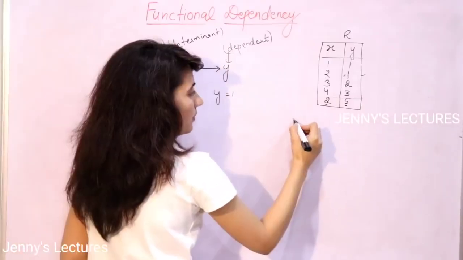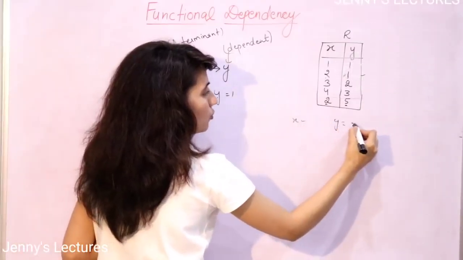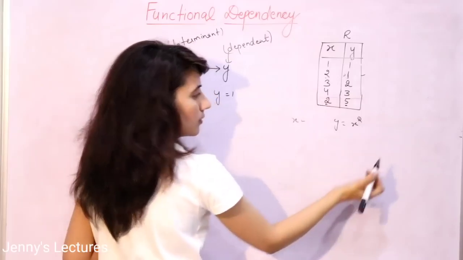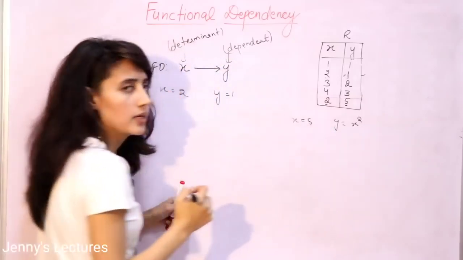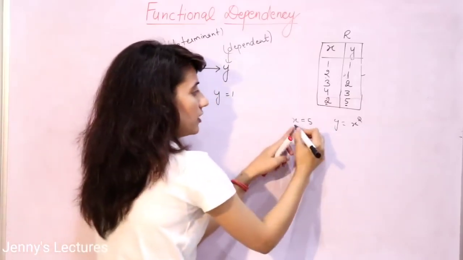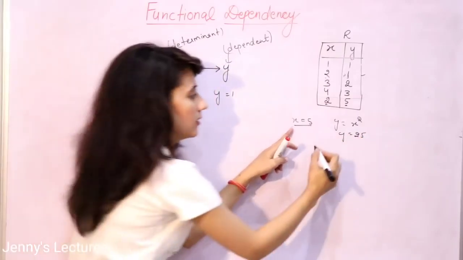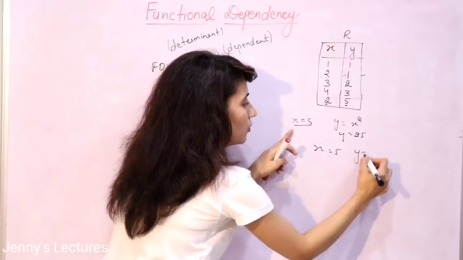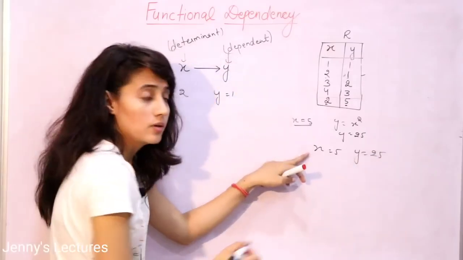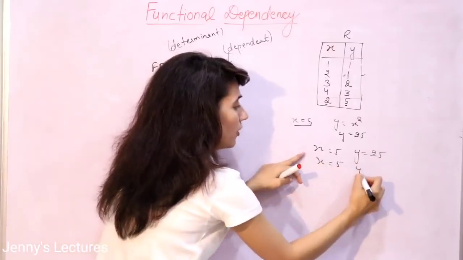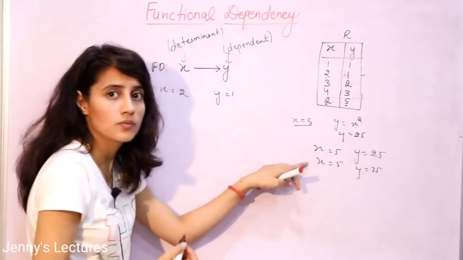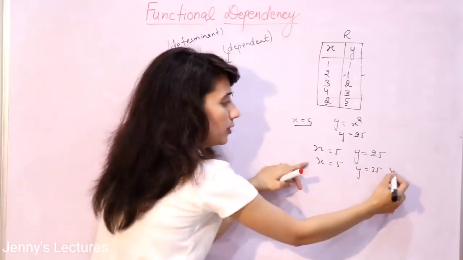See, in the same example, if y is equal to x square, and I am taking x is equal to 5, then for x is equal to 5, y is equal to 25. If I write x is equal to 5, y is equal to 35, then definitely it would be wrong.